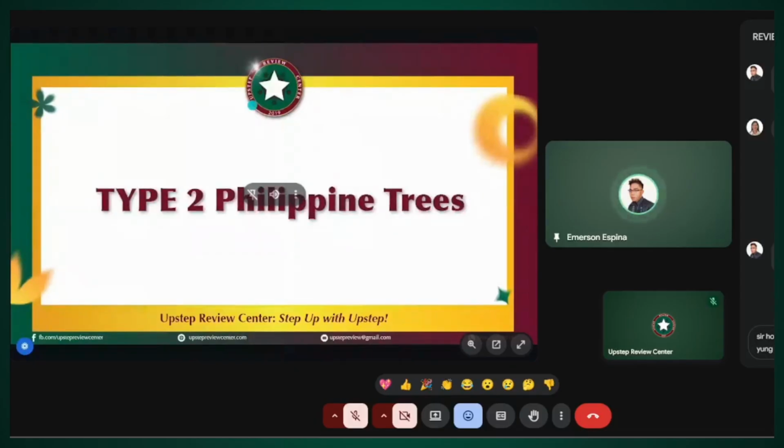Before we start, let's try to type the Philippine trees. I encourage everyone here to type Philippine trees. Let's see your familiarity. Let's do that quick challenge, shall we? Any species that comes to mind, anything at all, within the Philippines or available here in our country.